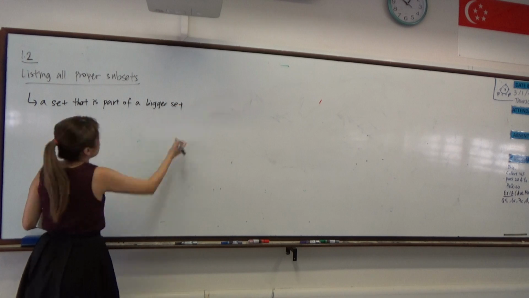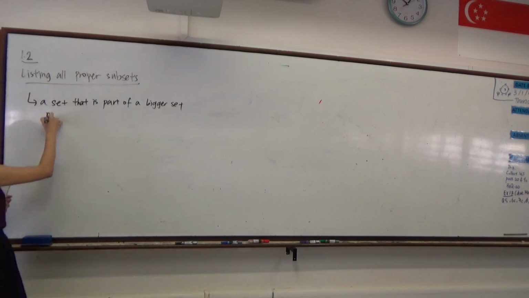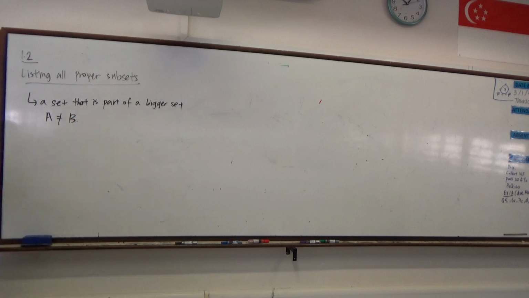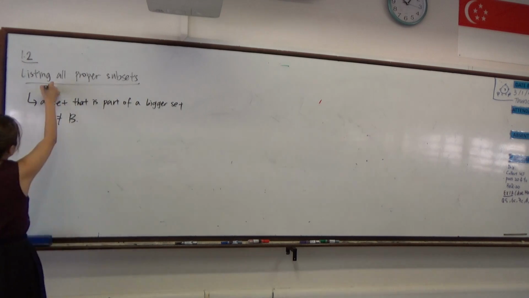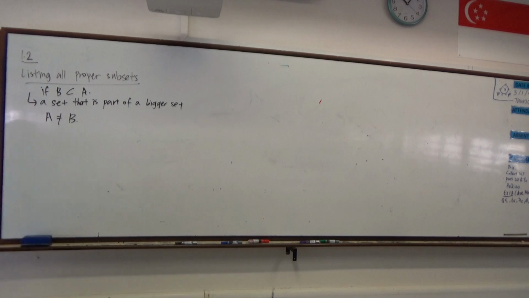And more importantly, what's important as well in the definition of proper subset? Consists of the same elements, that means an equal set. So A must not be equal to B, right? And then the elements in B must be in A. If B is part of A, it will be a proper subset of A. Alright? So those are the important points.